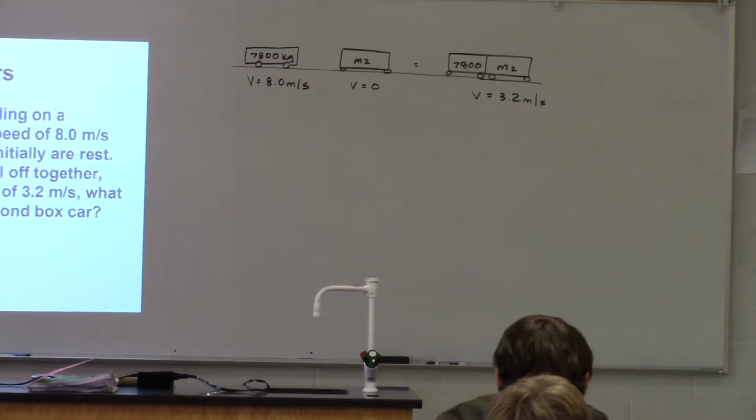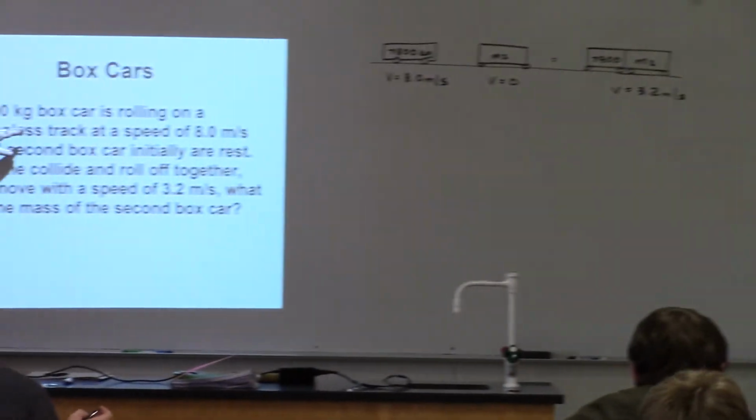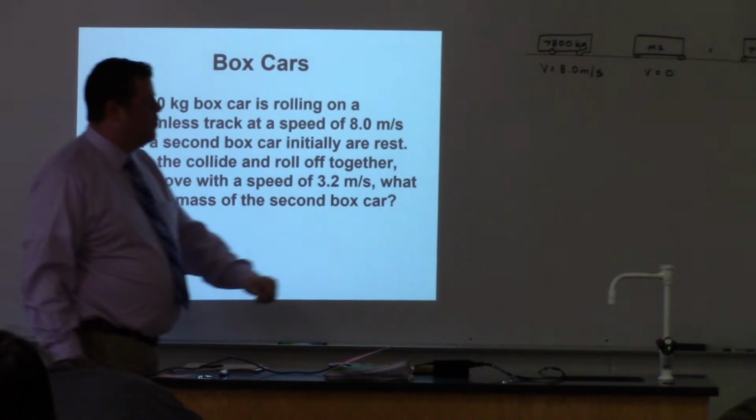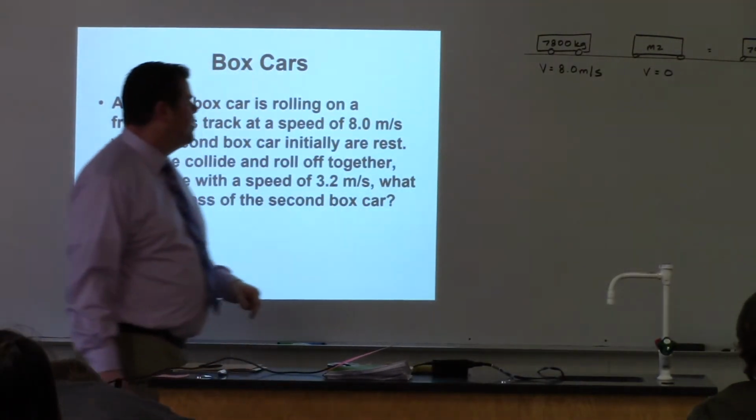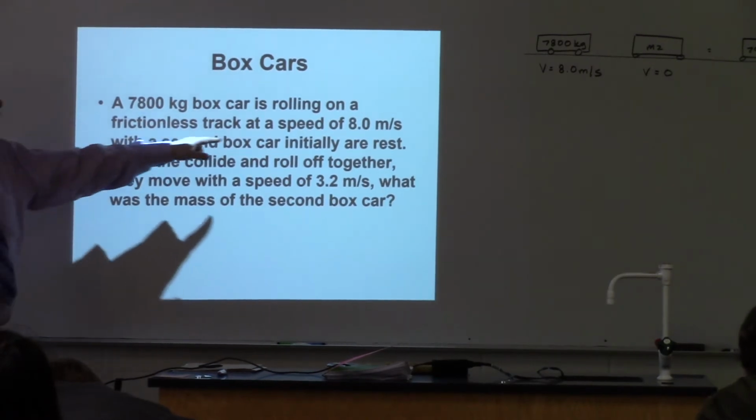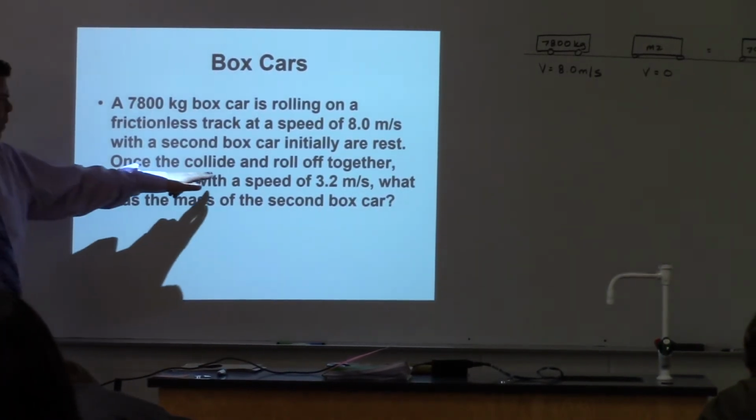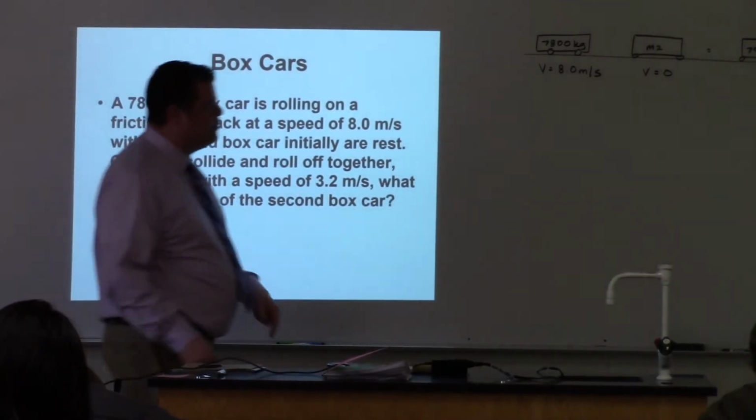I started off by simply illustrating what's happening in the problem. 7,800 kilograms is the mass of the first car, rolling at a speed of 8 meters per second. So I have 7,800 kilograms rolling at 8 meters per second, colliding with a second box car, initially at rest. We don't know the mass yet, we're looking for the mass, but we know that it's at rest to begin with. Once they collide and roll off together, they move with a speed of 3.2 meters per second.